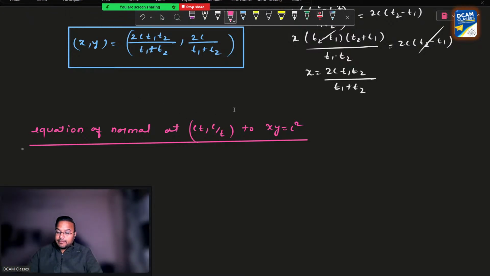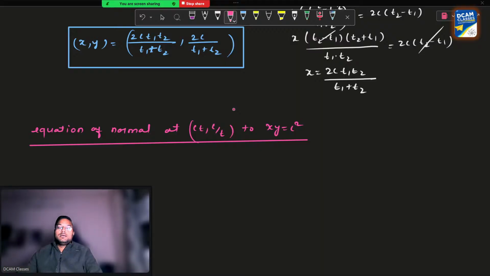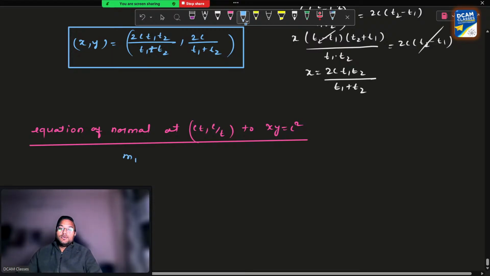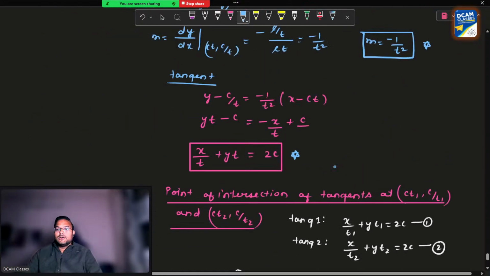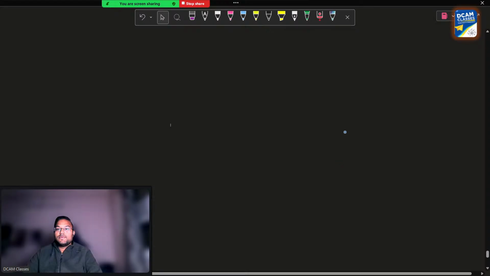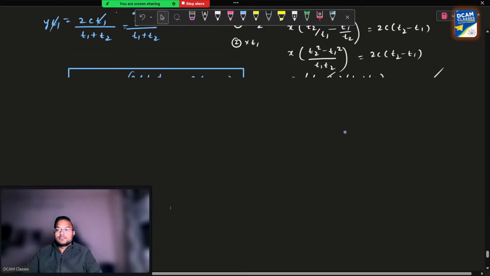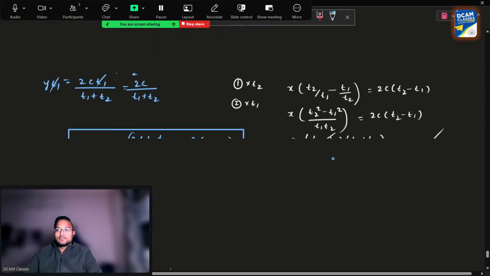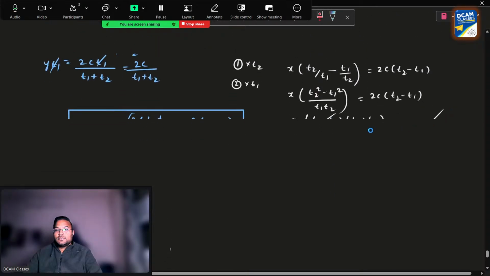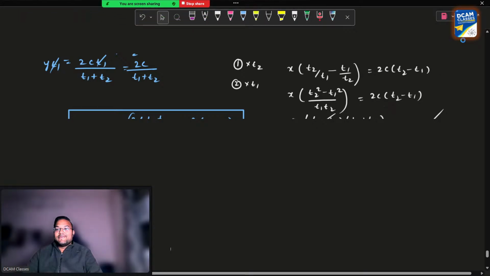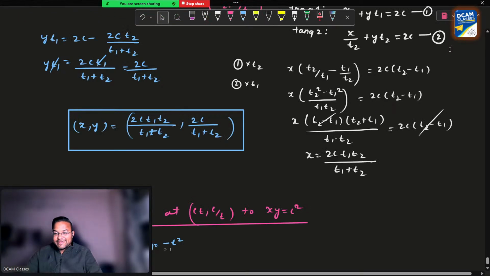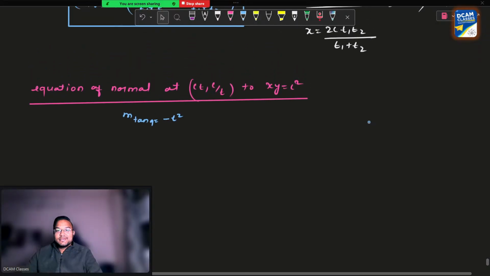Again, you took so much time. See, we know the slope of tangent was minus 1 by t square. We have found it out. Actually, you are taking too much time. Either you are not interested in solving, or you are not able to solve. Because these concepts are actually easy.